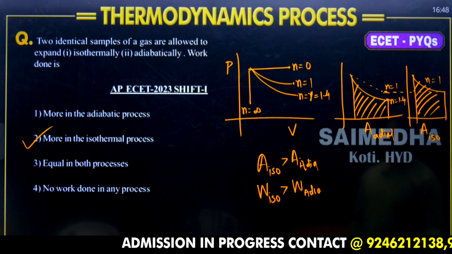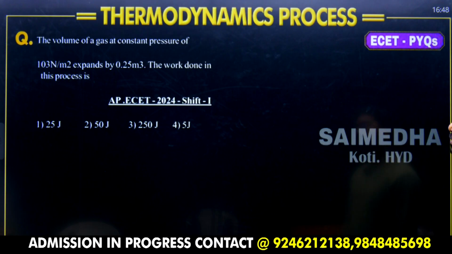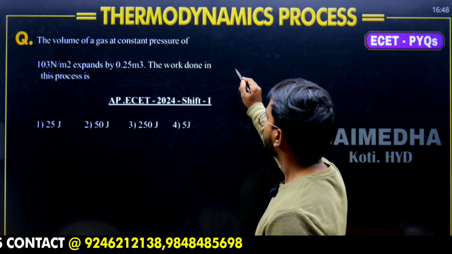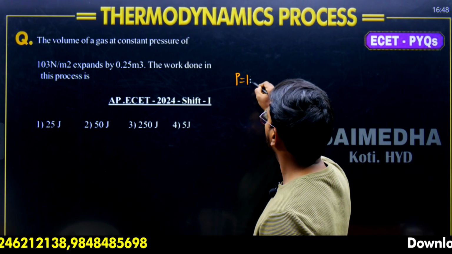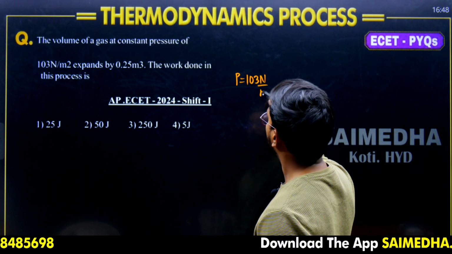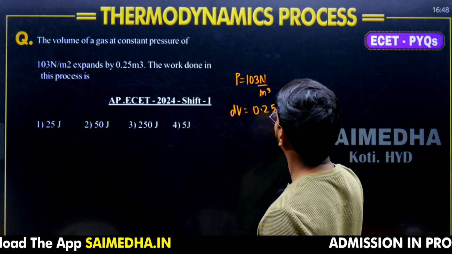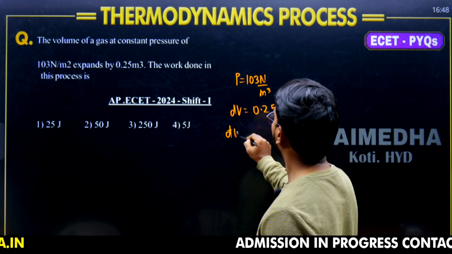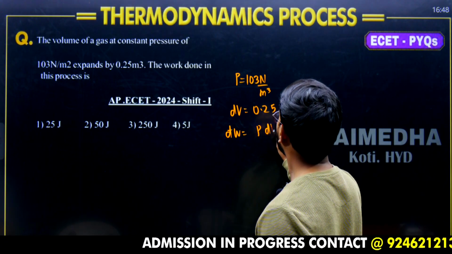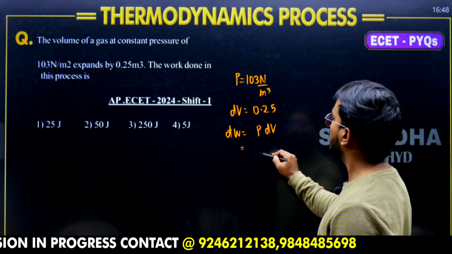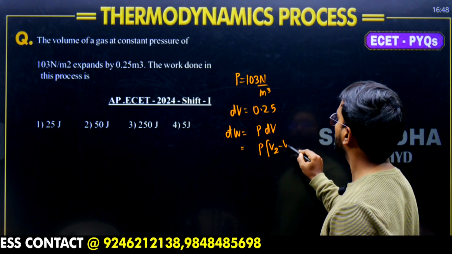Next one. Question number 70. The volume of a gas at a constant pressure of 10^3 Newton per meter square expands by dV equals 0.25. Work done is PdV, where work done is P into (V2 minus V1), the change in volume.